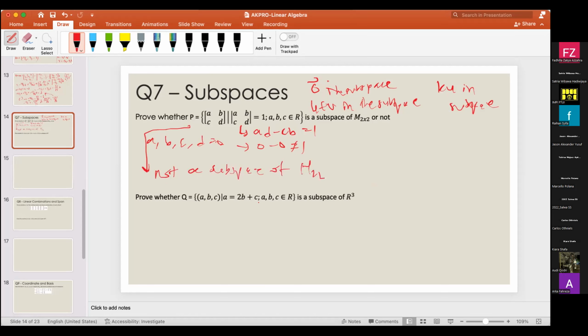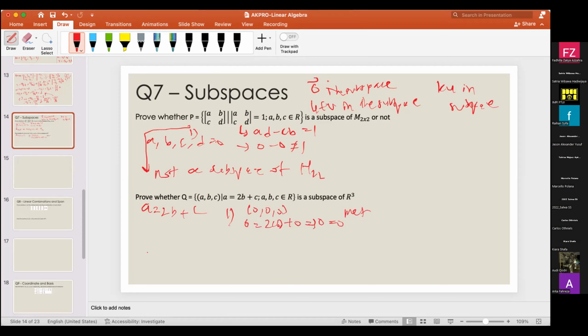Okay. Moving on, we have this equation here, which is A equals 2B plus C. Now, number one, let's check whether 0 is in the space. So all we have to do is just plug it into the equation. 0 equals 0. And so this one is met.